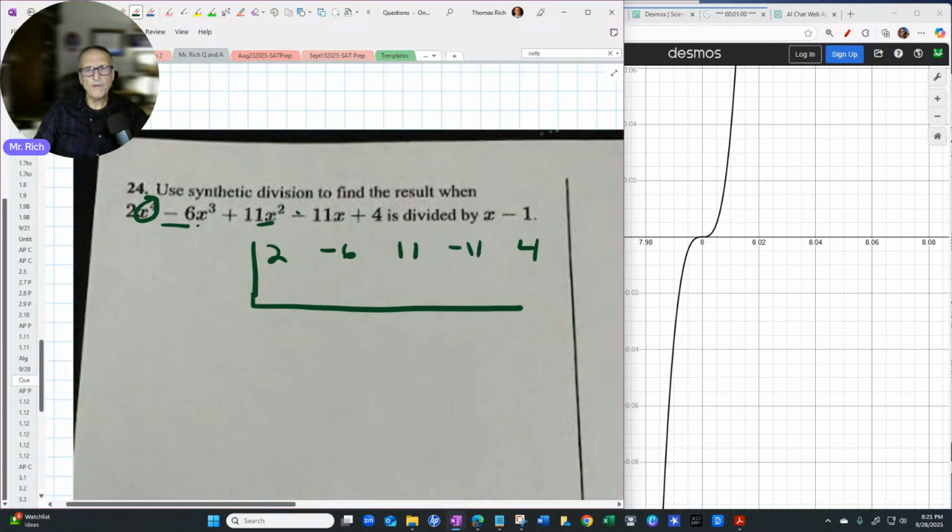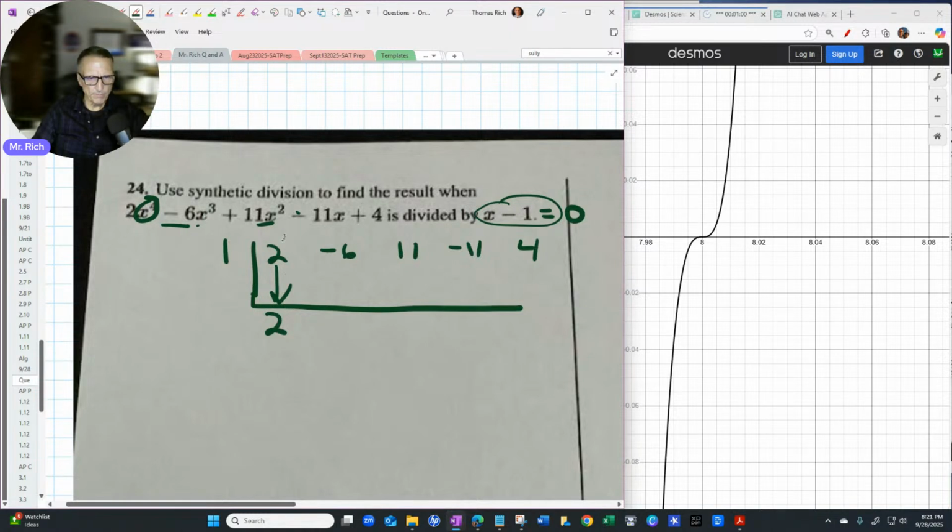Then what we're going to end up dividing by is, when we set this divisor equal to 0, I get x equals 1. So that's what I'm going to be synthetically dividing by, x equals 1 right there. And then here's the process. The process is we're going to bring down our first coefficient 2 straight down here. And so what we're doing here is we're adding vertically, and then we're multiplying diagonally.